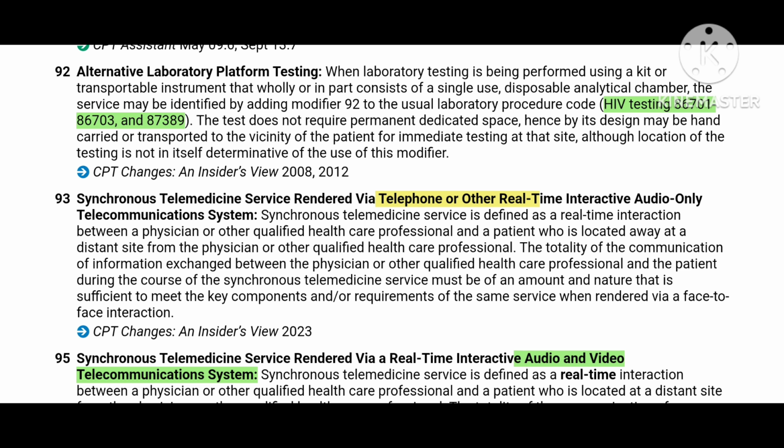And for example, you can see the HIV testing codes 86701 to 703, and with 87389 we can use this modifier 92 if an alternative lab platform testing is used.